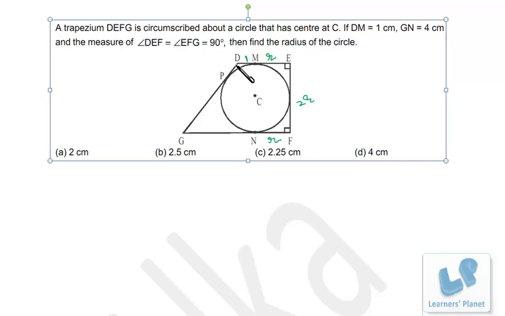DM will be equal to DP. From an external point, tangents should have equal length. This must be 1. GP must be 4 and GN is also 4. From an external point, both the tangents should be the same. Now, see what is happening over here.